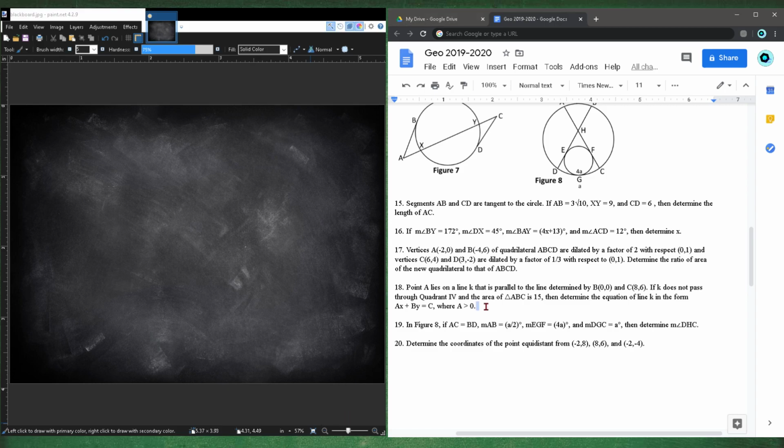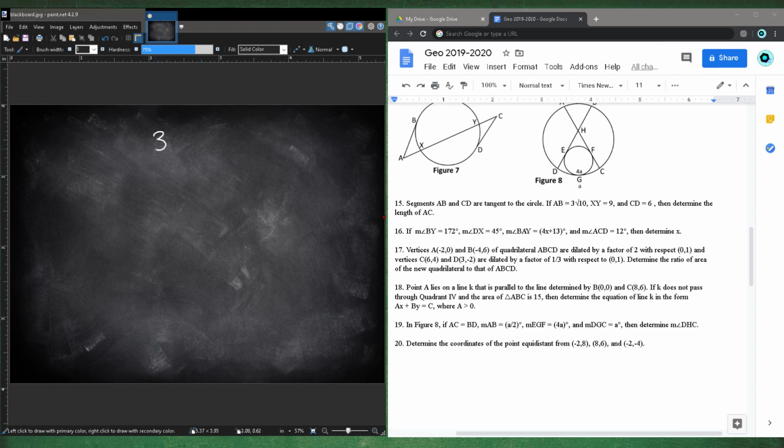Number 18. Point A lies on a line K that's parallel to the line determined by that. So if it's parallel, that means the slopes are the same. So change in y over change in x. So 6 minus 0 is 6, 8 minus 0 is 8. So that's 3 over 4 x. Okay, if K does not pass through the fourth quadrant, okay, so let's kind of draw this point.